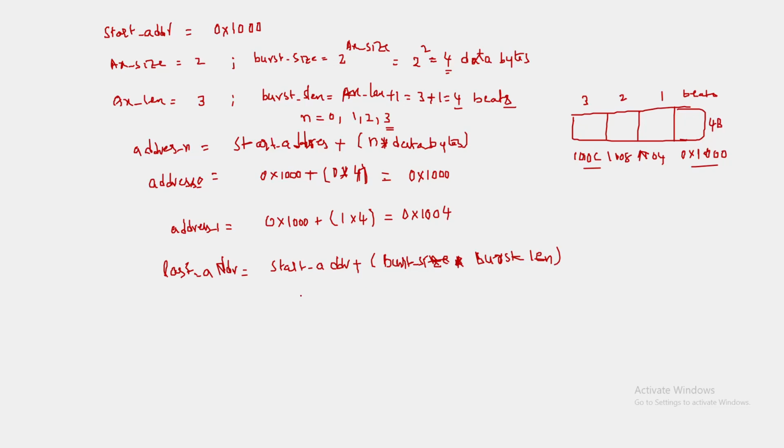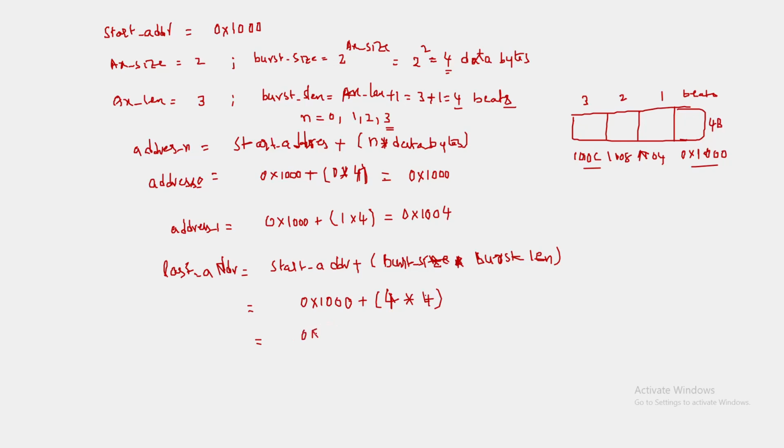So this is the formula. Start address is 0x1000, plus what is the burst size? Burst size is 4, and then burst length is also 4. Okay, so then what is the value we got?